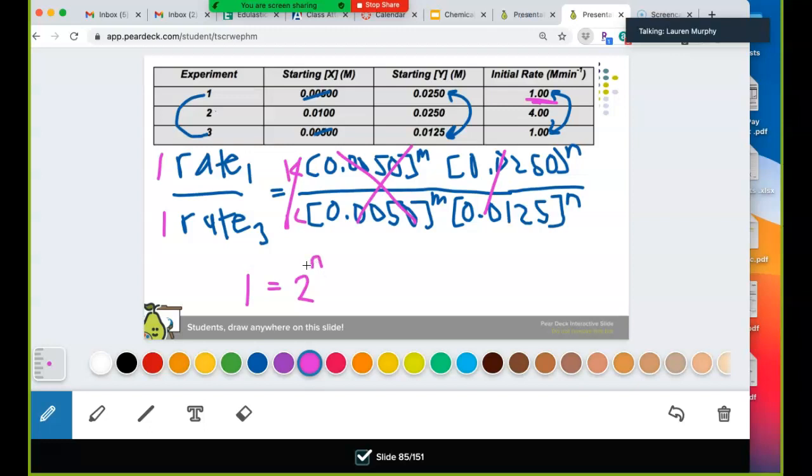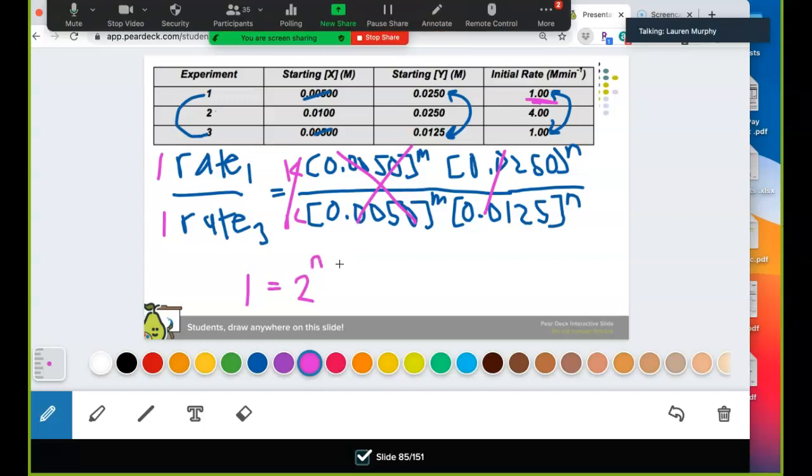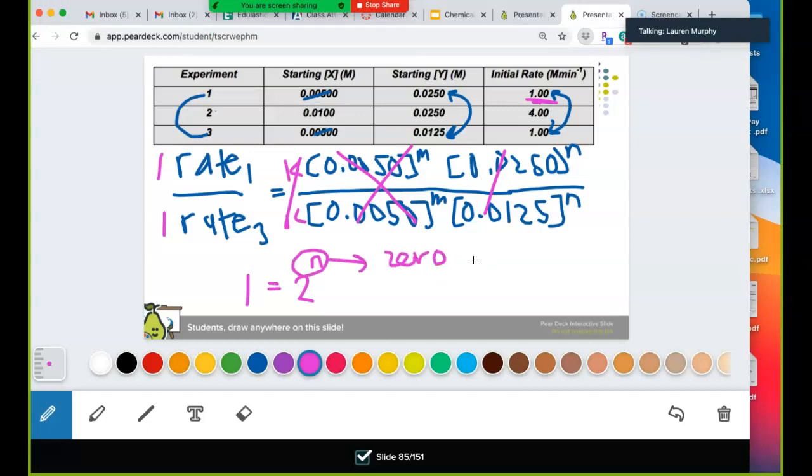2 to the what is 1? Well, 2 to the 1 is 2. 2 to the 2 is 4. 2 to the 3 is 8. So the only thing this can be is 0 order with respect to y. Meaning changing the concentration of y does not change the rate. The rate stays the same. That's what it means to be 0 order.